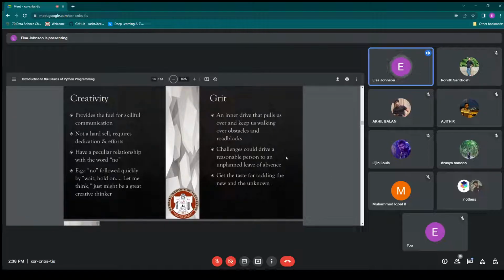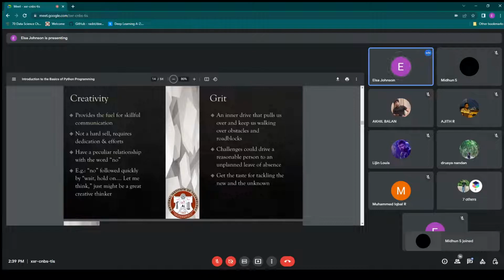And it requires dedication and effort. And what you should be more creative in is the peculiar relationship with the word no. You should be waiting to tell the word no. You should be creative in telling, like, wait, hold on, let me think. So that might be just a creative thinker. Not directly no, you should have a workaround for it.